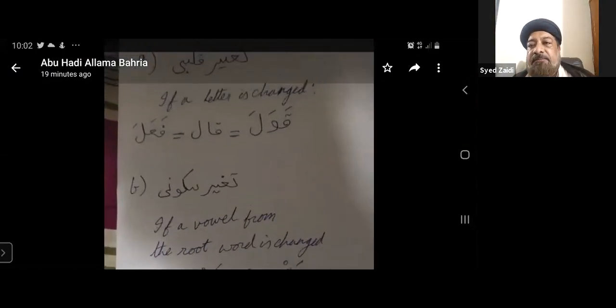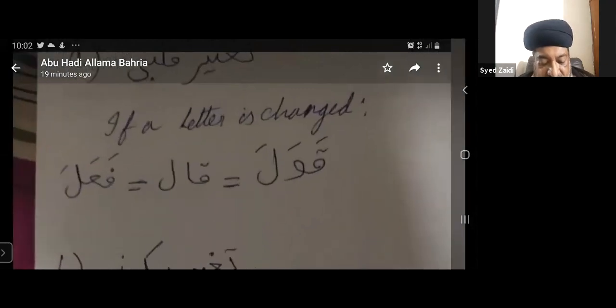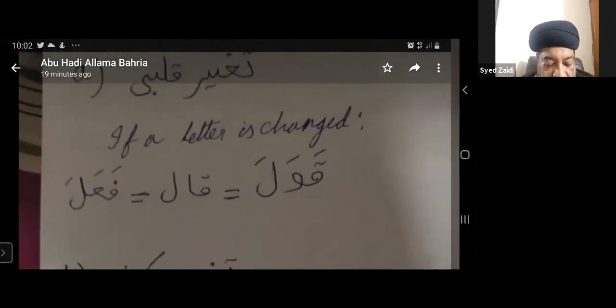As I was saying, now we are on the 4th example, the changes that occur. For this change, we have to follow the rule that I told you. And over here, I'm going to give you an example. You see the word qala. The original word was qawala. Qala has derived from qawala. What are we going to do?